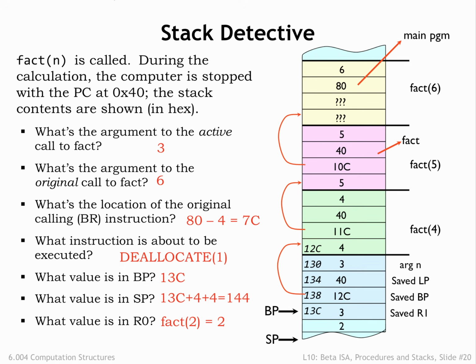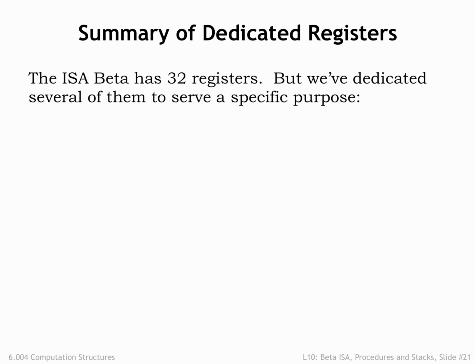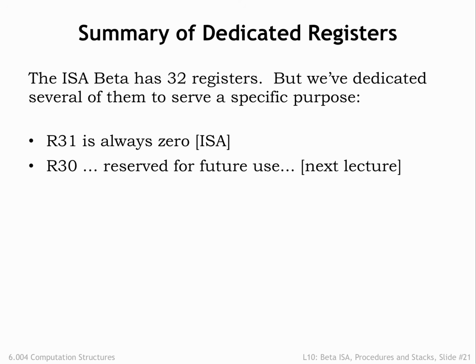Pretty neat. Wrapping up, we've been dedicating some registers to help with our various software conventions. To summarize, R31 is always 0 as defined by the ISA. We'll also dedicate R30 to a particular function in the ISA when we discuss the implementation of the beta in the next lecture. Meanwhile, don't use R30 in your code. The remaining dedicated registers are connected with our software conventions.